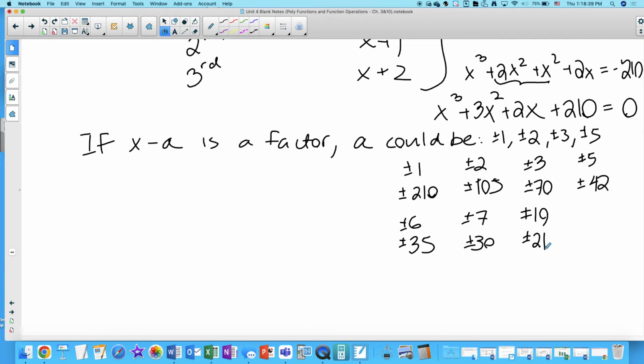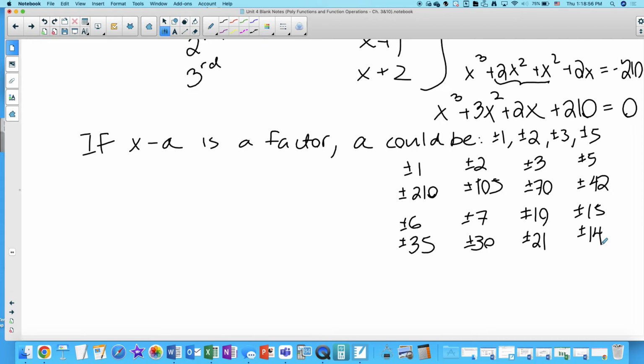11 doesn't work. 12 doesn't work. I think 15 works. What's 15 times 210 divided by 15? Does it? 14. Oh, is it? Okay. 14 and 15? Okay, so this is done now.